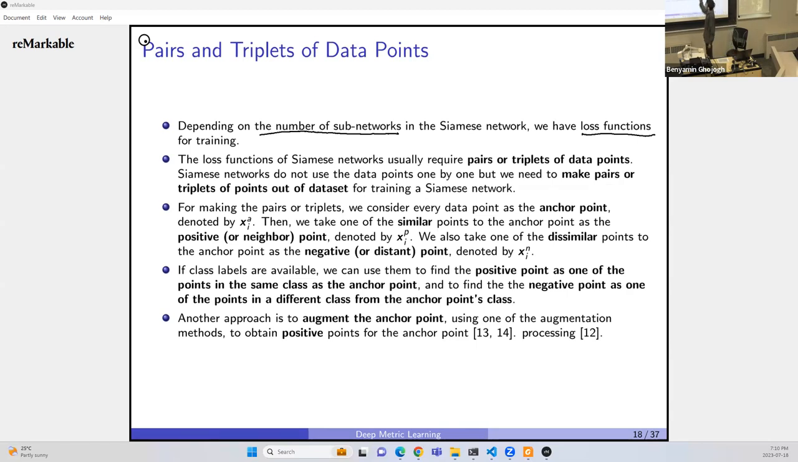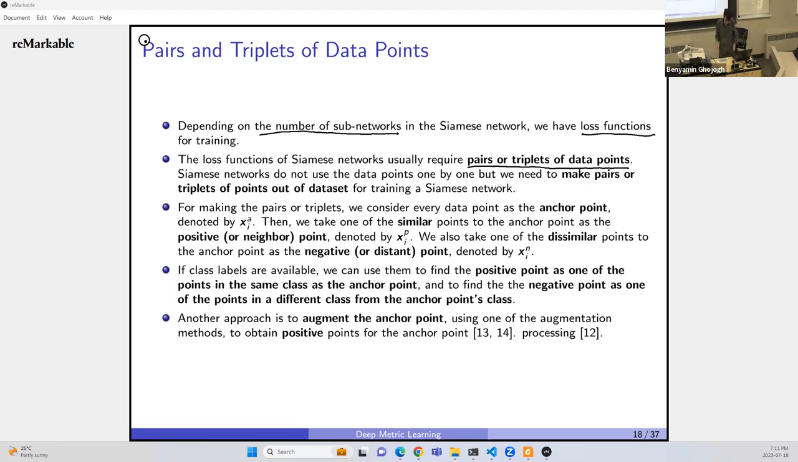Usually for training Siamese networks and for their loss functions, they require what? Pairs or triplets of data points. So if we have two subnetworks, we have pairs of data points. If we have three subnetworks, we need triplets or three data points. Therefore, for Siamese network, we can't use data as it is. We need to make groups of three or two points out of the data set. In simple neural networks, you just get batches of data points and you feed them to the network, right? Here, you need a pre-processing for data preparation. You get the data points and then you make triplets and pairs out of them. So this is what you do.